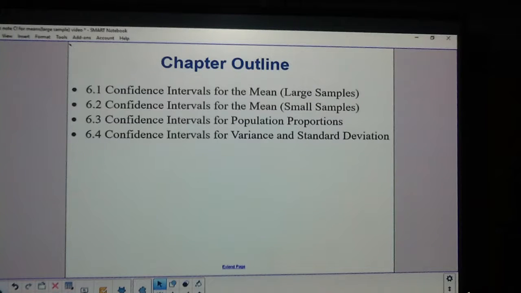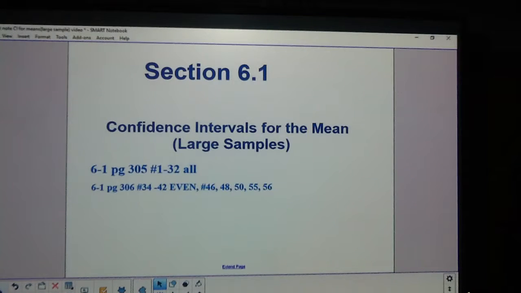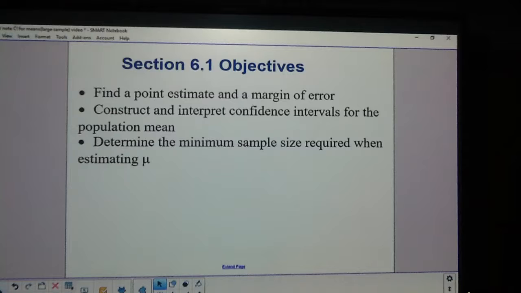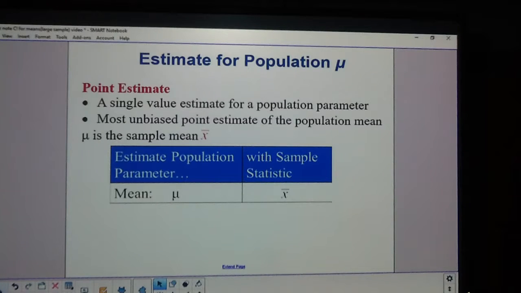In this chapter, we're going to find out about confidence intervals. And in this section, we're going to do confidence intervals for large sample size. We're going to find the margin of error. We're going to interpret the confidence intervals for the mean. And we're going to find the minimum sample size required when we estimate mu.